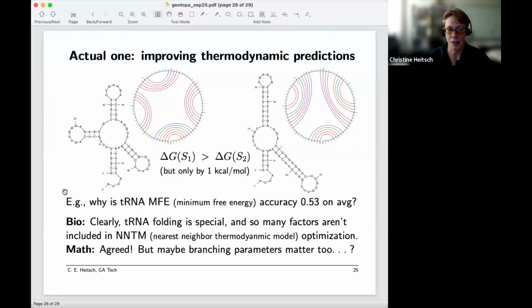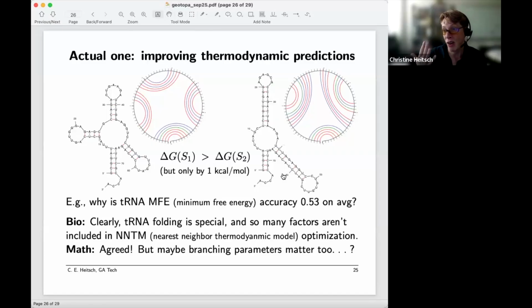We're back to thinking about our tRNA sequences. And so these are two possible secondary structures for a particular tRNA sequence. It's supposed to, if it's going to be a functional tRNA, form the cloverleaf structure on the left. But the nearest neighbor thermodynamic model thinks the three-arm structure on the right is more energetically favorable, but not by a huge amount, just by a relatively small amount.